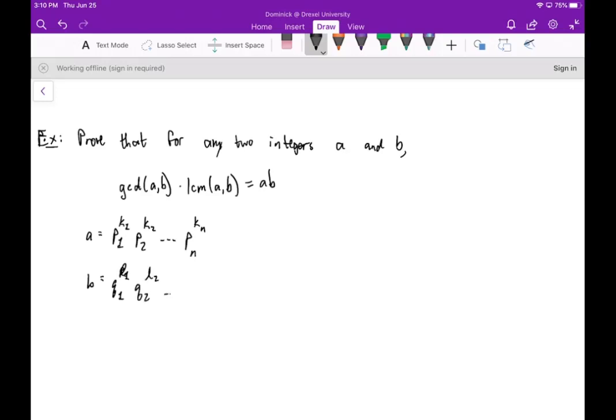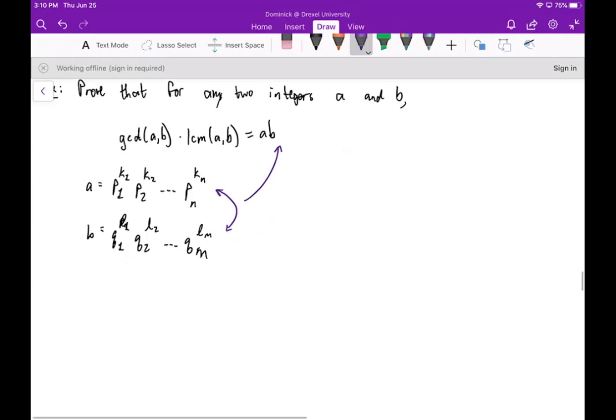Q2 to the L2, and so on, Qm to the Lm, because these could be different. Okay, now hopefully it's clear that if you multiply these together, you're going to get A times B, of course, right?